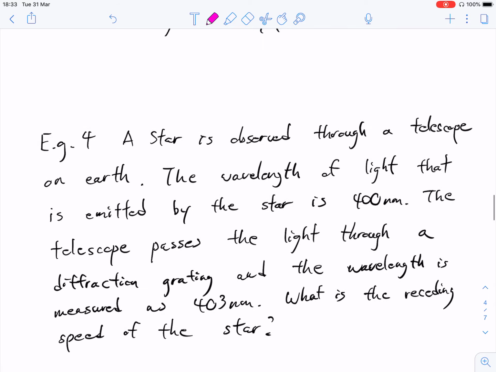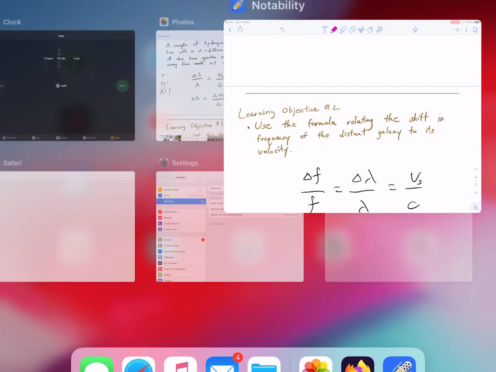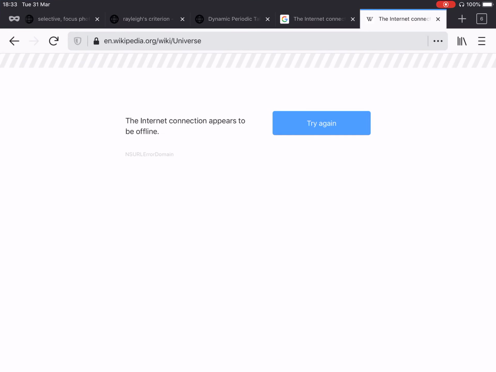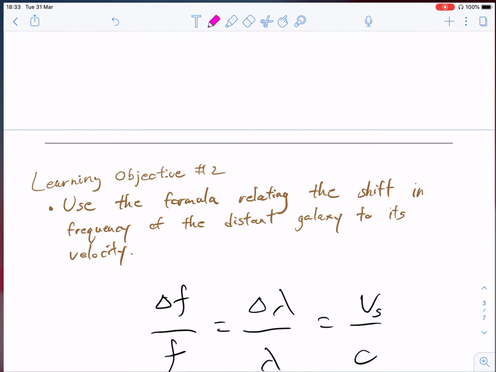So we're going to go back now, and I'm going to see if we can get this up again, if my Wi-Fi is working. My Wi-Fi is not cooperating. I'm sorry, guys.